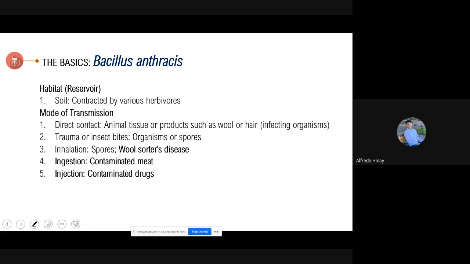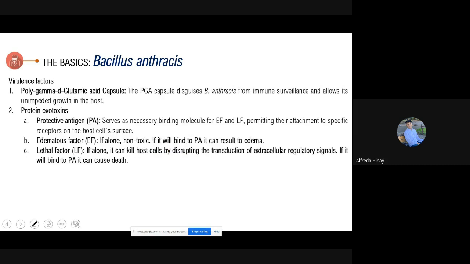Then, for the mode of transmission, class, direct contact with animal tissue or products such as your wool or hair, kasi nagkakaroon tayo ng woolsorters' disease. Woolsorters' disease naman is from inhalation of your spores. Nagkakaroon din tayo ng food poisoning, class, with the ingestion of your contaminated meat, and with multiple use of injections using contaminated drugs. Kaya nagkakaroon tayo ng anthrax. Okay, di ba? Remember with the disease anthrax, the causative agent is Bacillus anthracis, class.